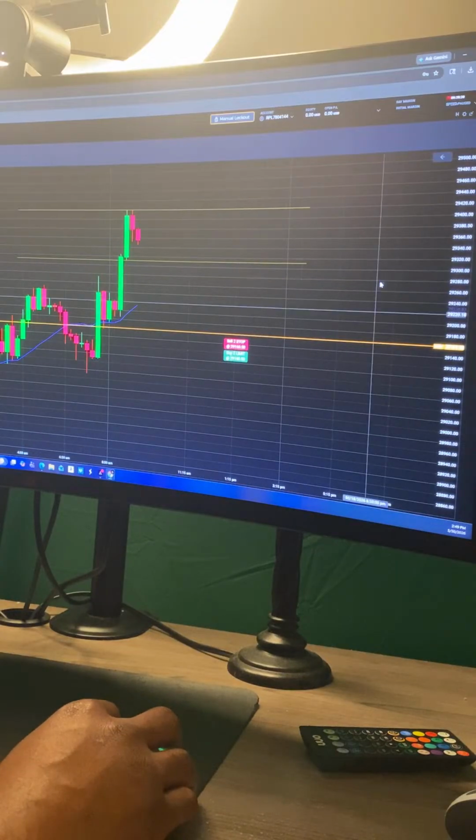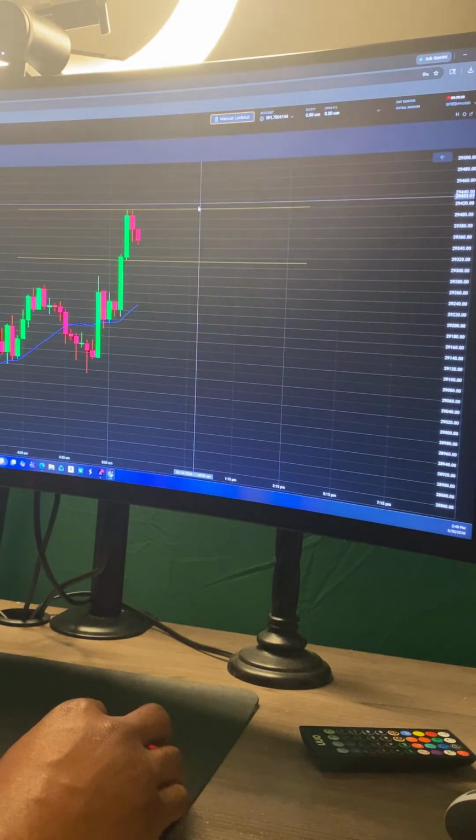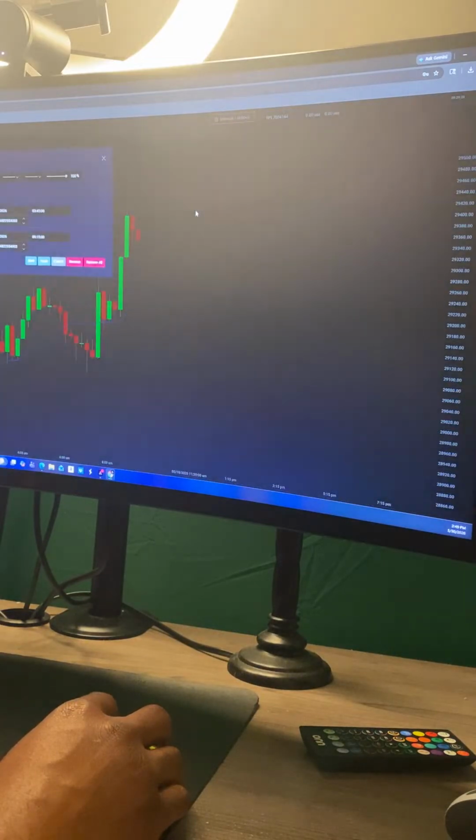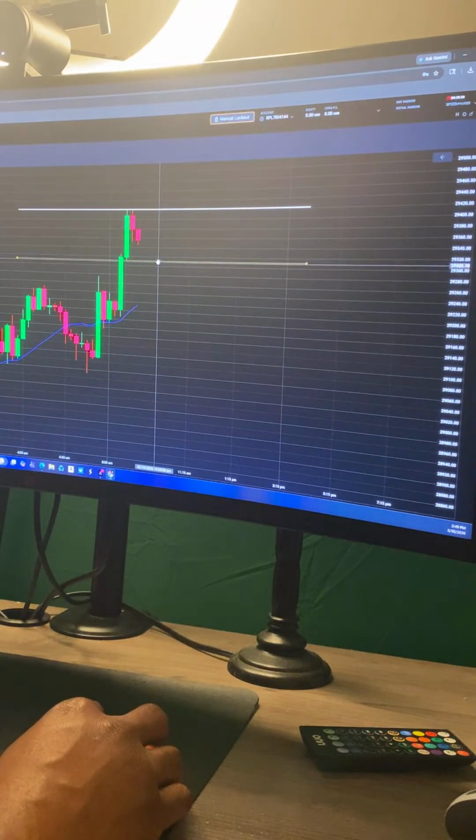This is practice, y'all. I just want to show y'all that this strategy is profitable. So this is what we're going to do. We're going to go in and apply it, and make it so y'all can see it.